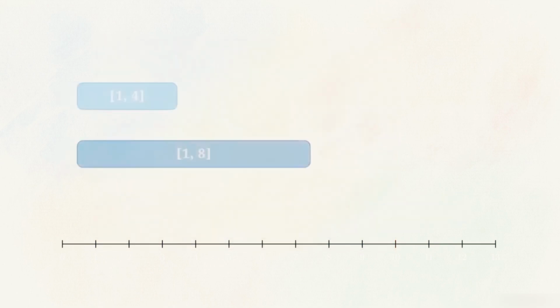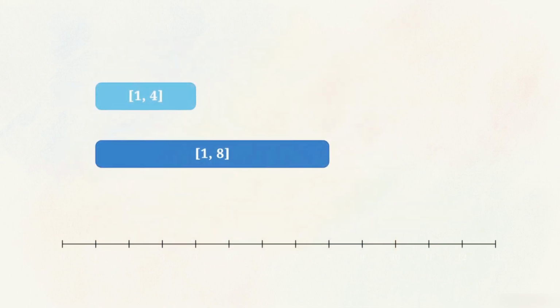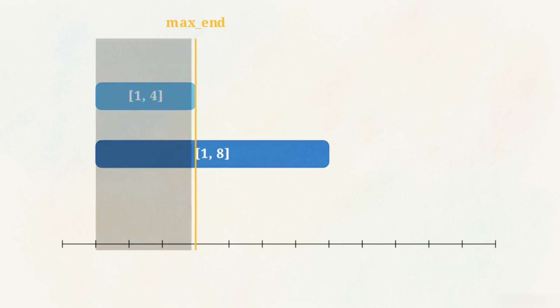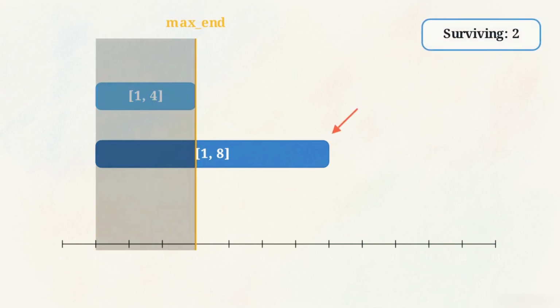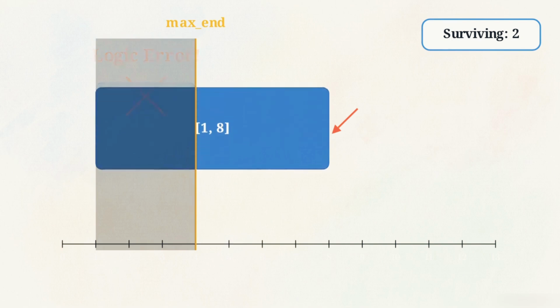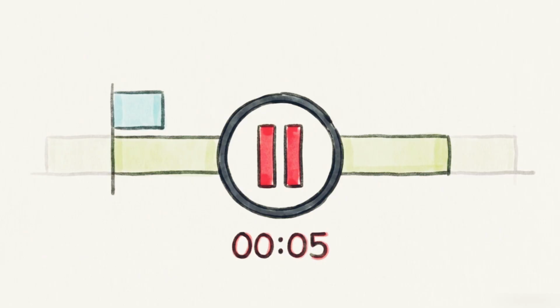Look closely at this edge case, two intervals sharing the exact same starting coordinate. If we process the shorter interval first, it sets a weak maxEnd shadow at 4. The larger interval extends past it. Both survive, missing that the smaller one should be eliminated. How do we break the tie between identical start times to guarantee our shadow logic never fails?